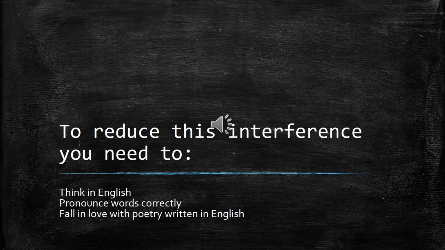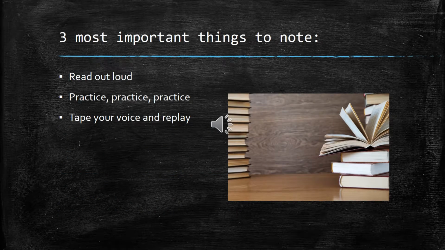So to reduce this interference, you need to think in English, pronounce words correctly, and fall in love with poetry written in English. I'll tell you why in a second. Three most important things to note is that you've got to read out loud, practice, practice, practice. Tape your voice and replay it over and over again so that you understand the places where you need to work on and make some corrections.